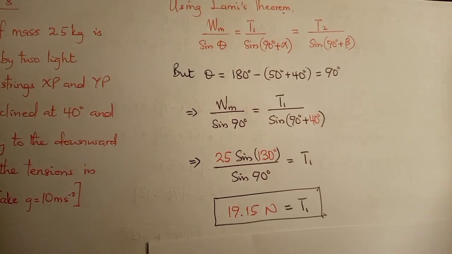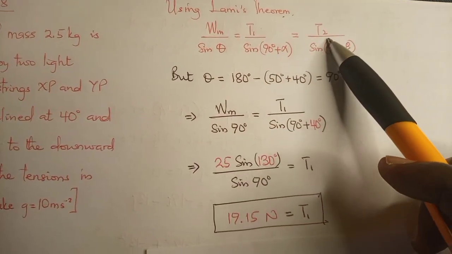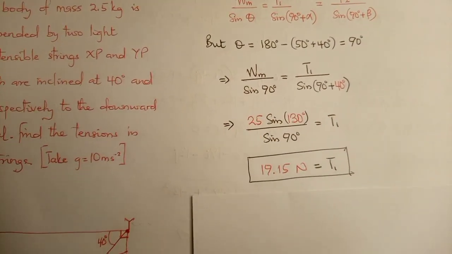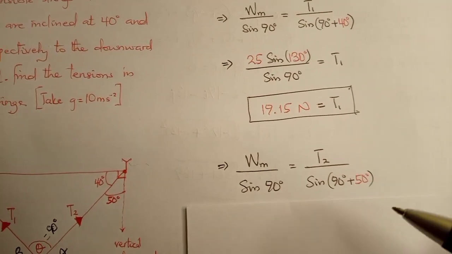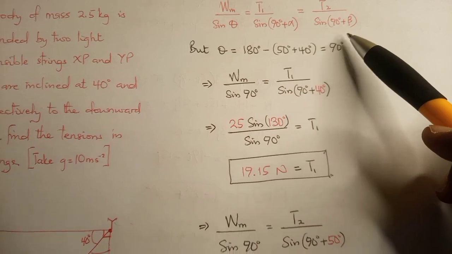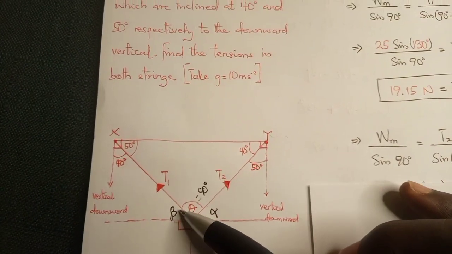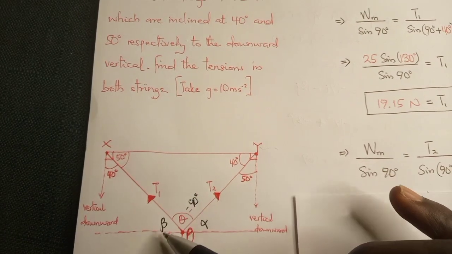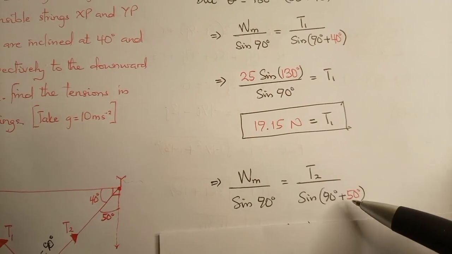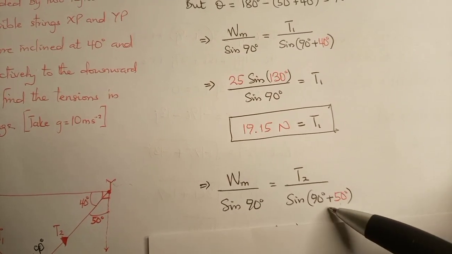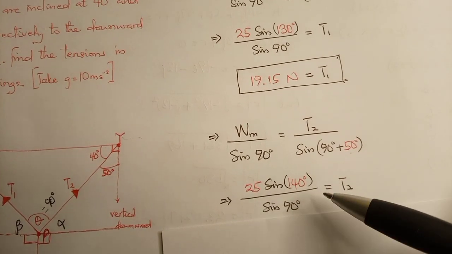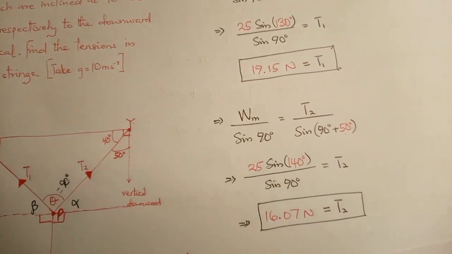We do the same thing for T sub 2. We pick this against this. Remember the beta is this, and this beta will be alternate with this, so you get 50. We also change the subject and compute this, and we get T2.